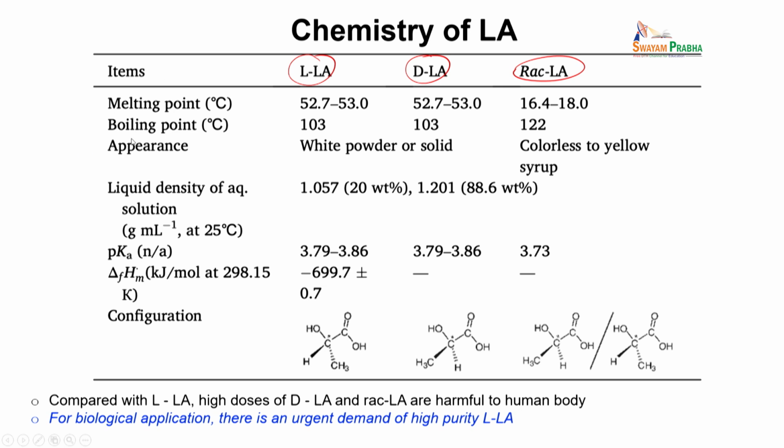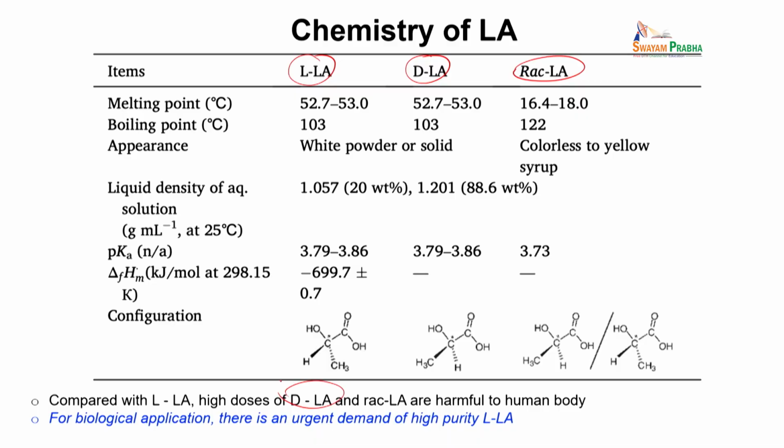So, if you look at the melting point between LLA and DLA, they are not very different. Boiling point is also very same, appearance also quite same. There is a small difference in the density, as you can see, and various other things are very similar. However, the activity of these molecules in the human body or human consumption, there is a huge difference between LLA and DLA, okay. For example, the DLA and racemic mixture are actually harmful for the body.